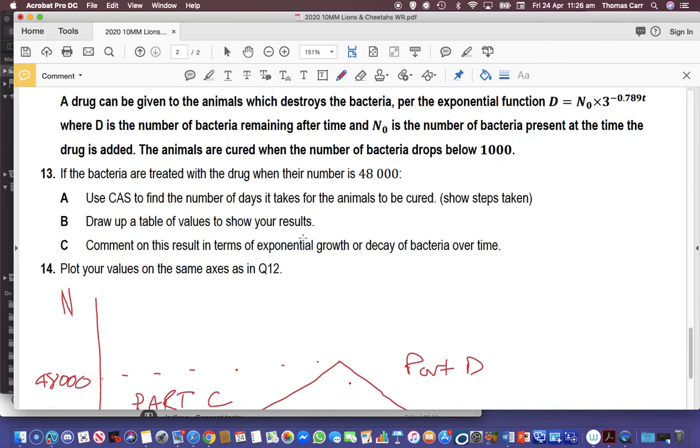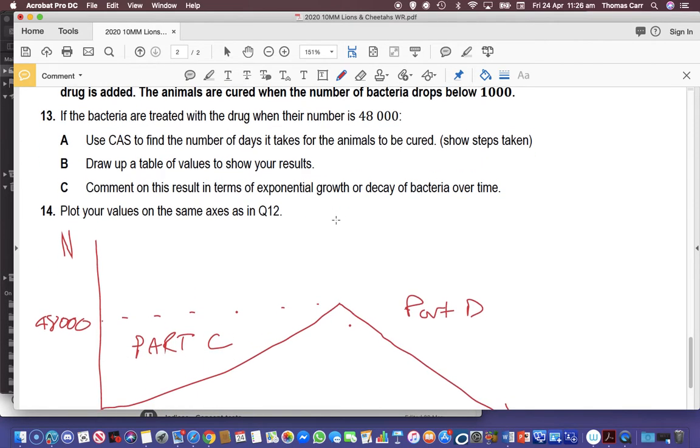Draw up the table of values. So again, we are going to have T and we're going to have D and we're going to put in 0, 1, 2, 3, etc. And we're going to put them into the table.